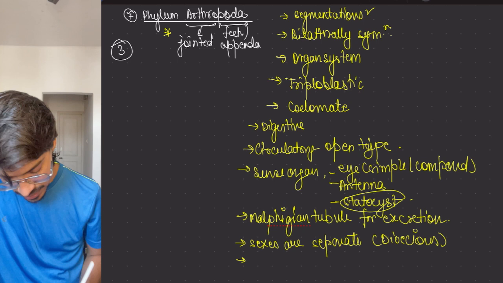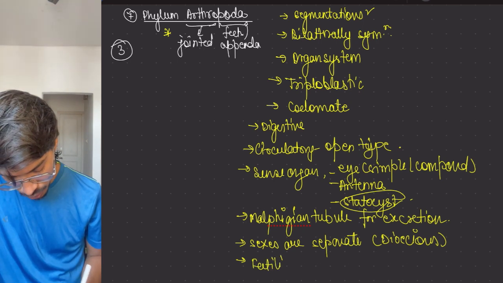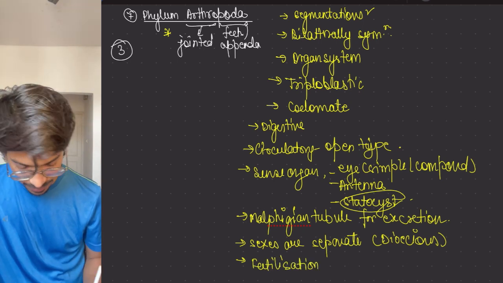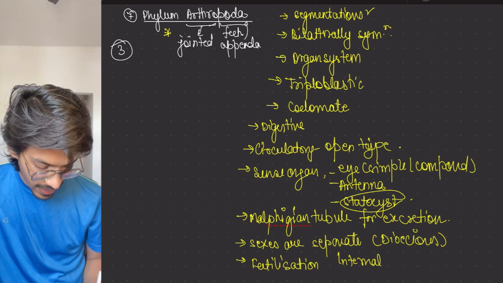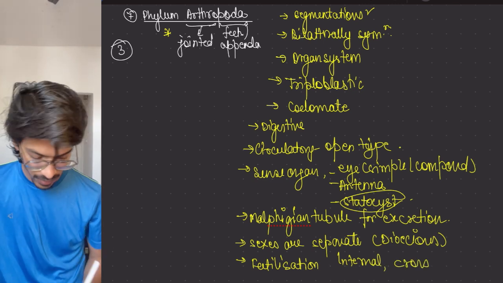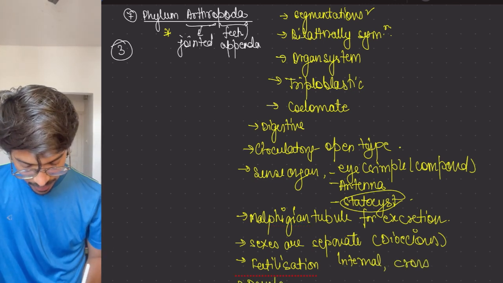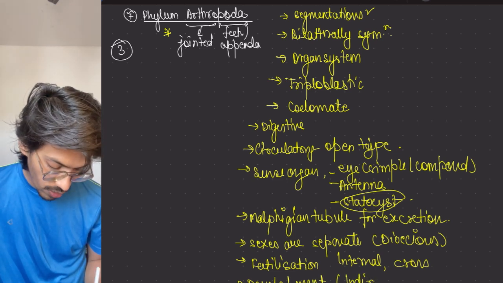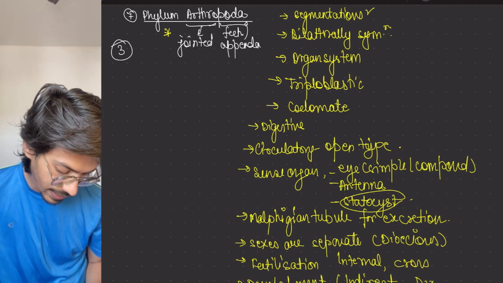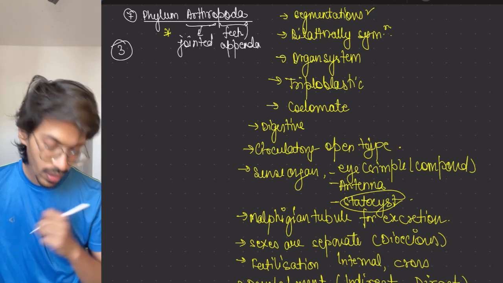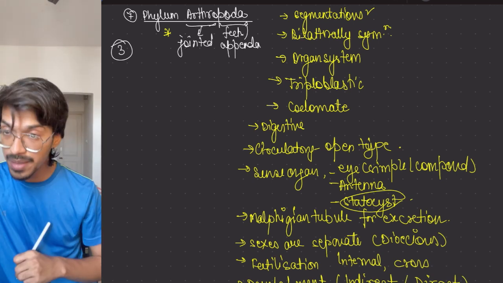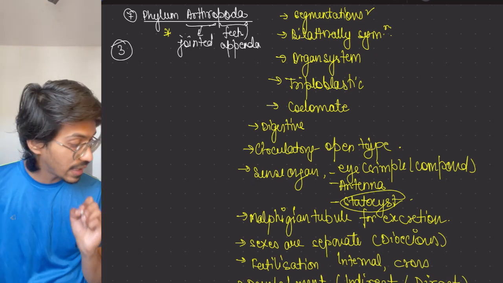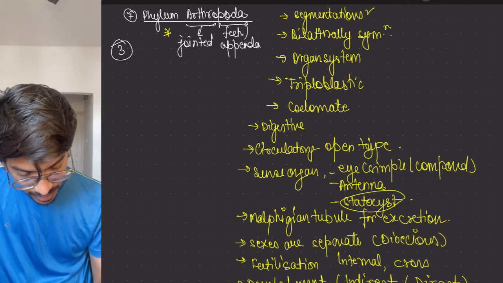After this, the next thing is fertilization. So fertilization is internal. Internal fertilization takes place. Then development. Development could be direct or could be indirect. So indirect, lot of larvae will be there, or it could be direct. Okay, both can be there. Very important. Then the next thing that you have to remember is the examples.